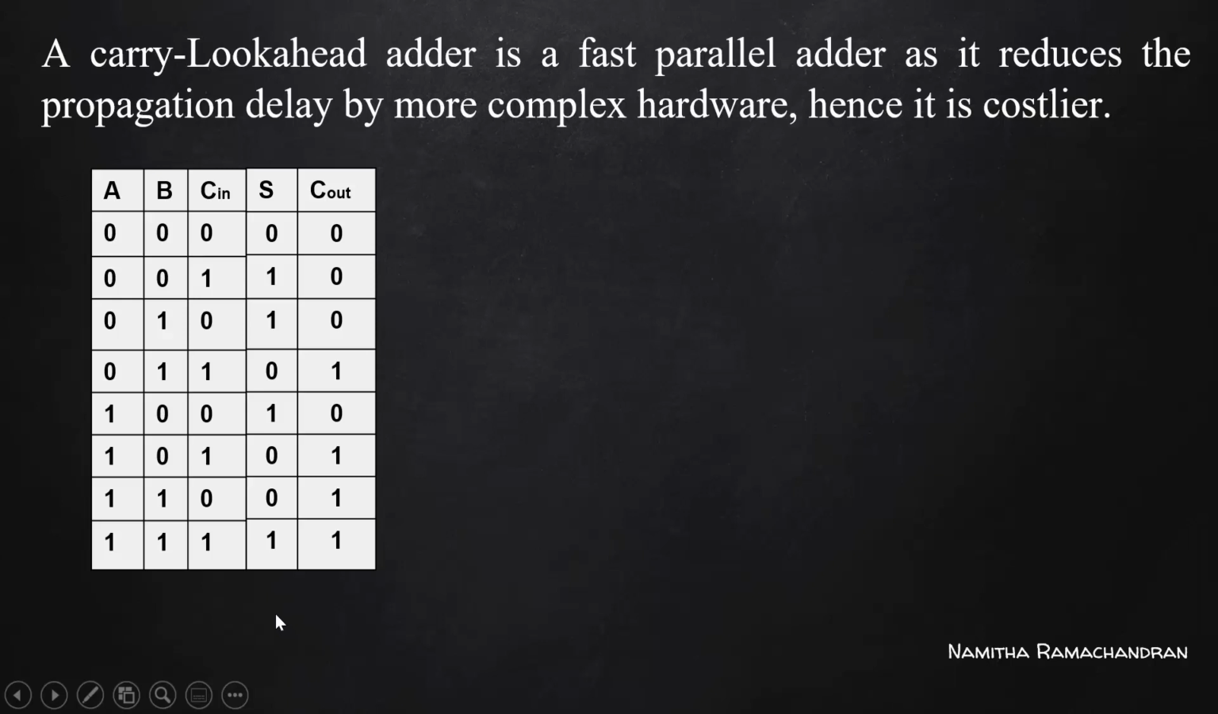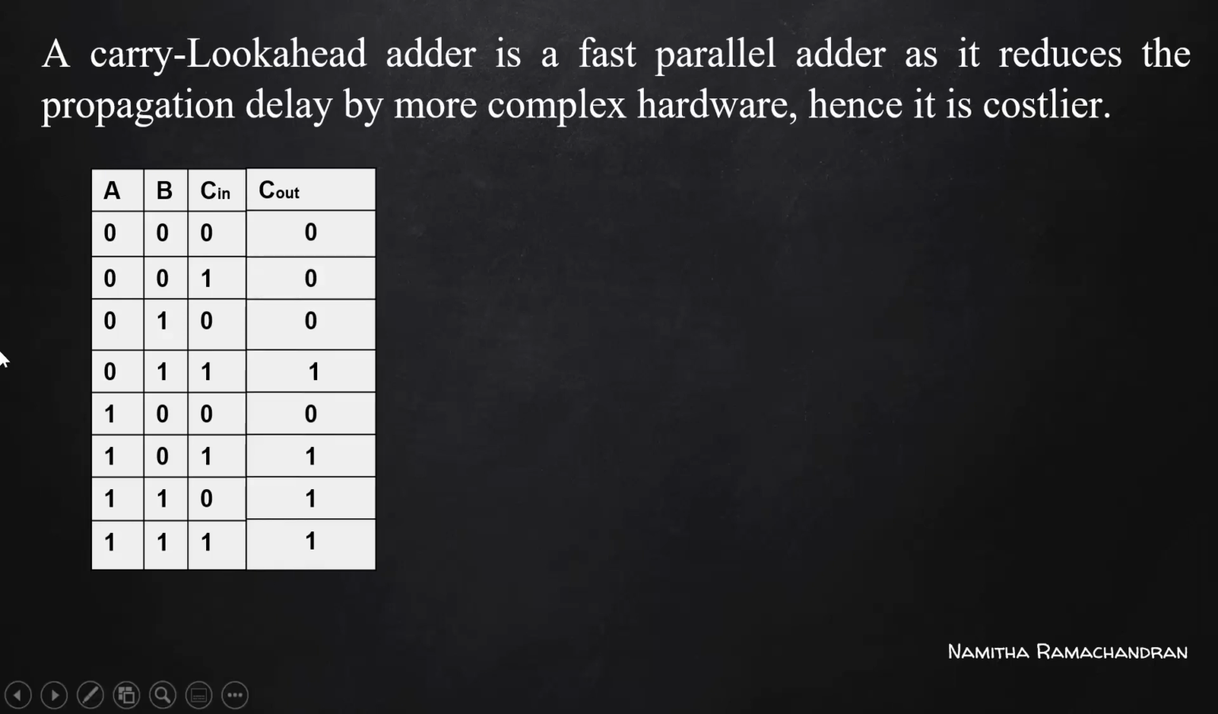Here we need to make a modification to the carry circuit, because carry propagation causes the delay. Consider only the carry output value here, and these are the minterms for which Cout becomes 1 in this truth table. The minterms are A complement B Cin, A B complement Cin, A B Cin complement, and A B Cin.